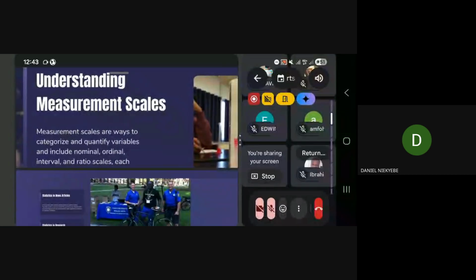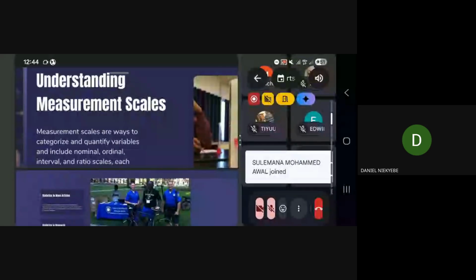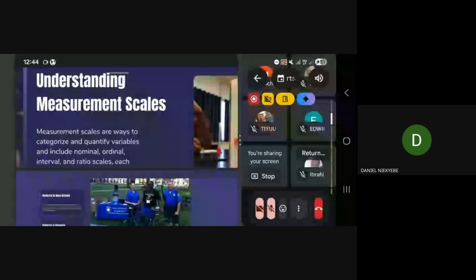For example, temperature. When we have 0 degrees, it has meaning. It doesn't mean there is no temperature. And with the ratio too, madam, it possesses the qualities of the interval and the ordinal. With that one, we can add, subtract, divide, and multiply. An example is height. When there is 0, it means there is no existence of height. Madam, this is what I have to talk about the scales.